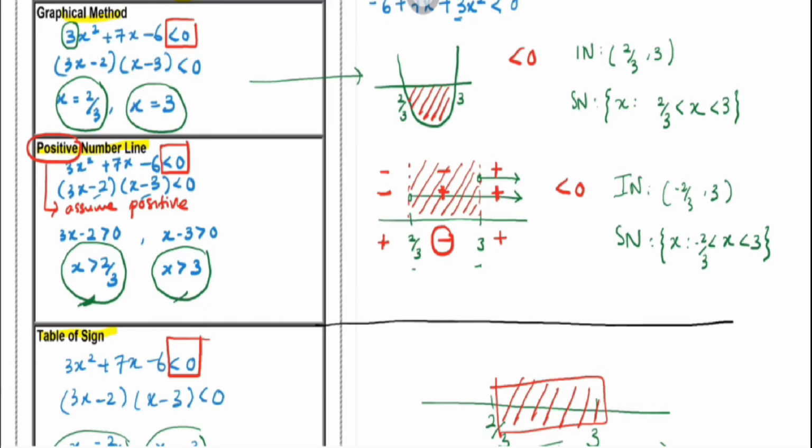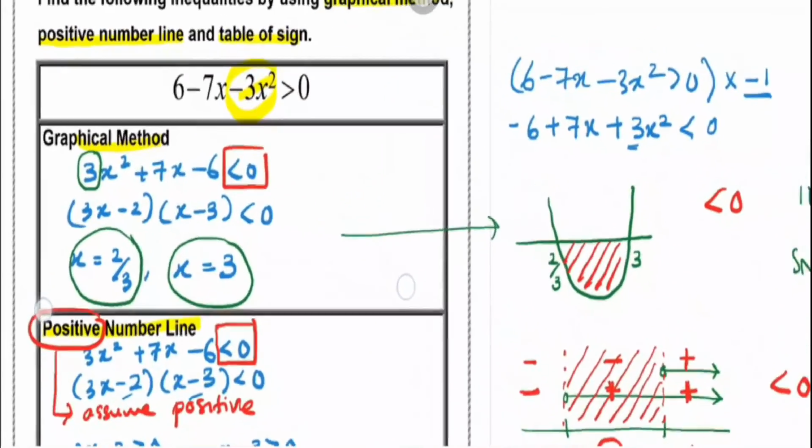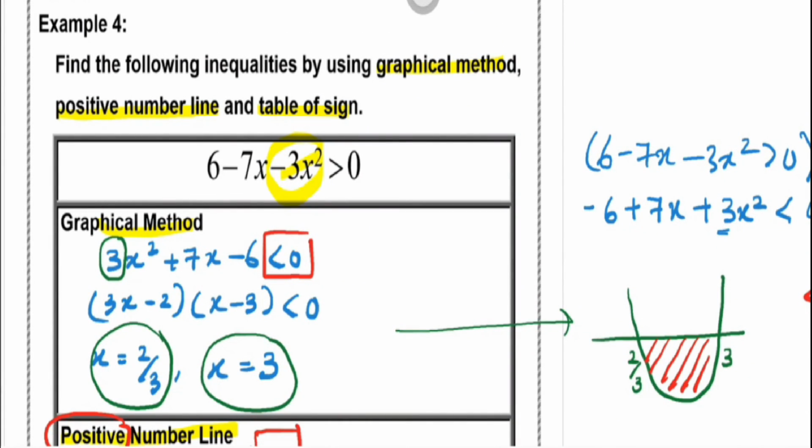That's all for video 3 of chapter 2. So basically, you have learned how to solve quadratic inequalities by using 3 methods, which are graphical method, positive number line, and table of sign.